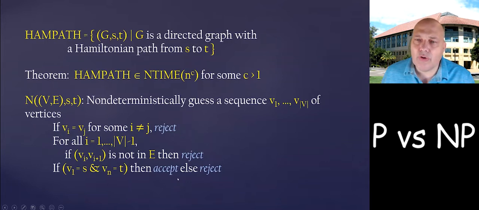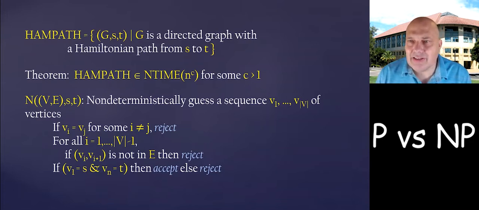You check that all of the vertices are different and that you have enough vertices, meaning that this is a sequence of all the vertices. And now you check that every adjacent pair of vertices is indeed an edge, a directed edge. So vi, vi plus 1 is an edge. If any of these conditions doesn't hold, you're going to reject.